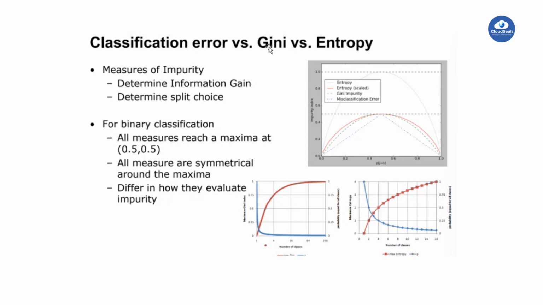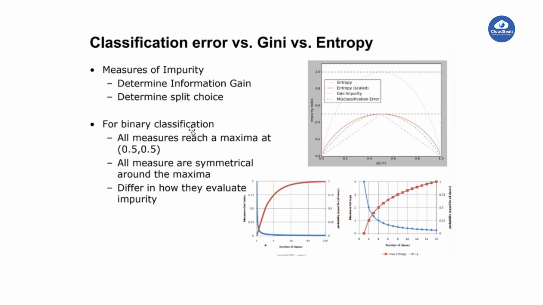What is the difference between these three? Let's take, determine information gain, determine split choice. The measure of impurity is information gain. Information gain is nothing but how much information that independent variable has about the dependent variable.